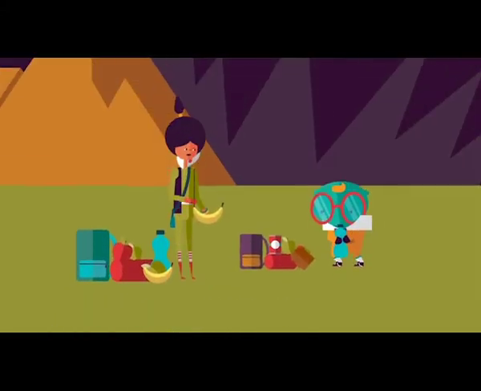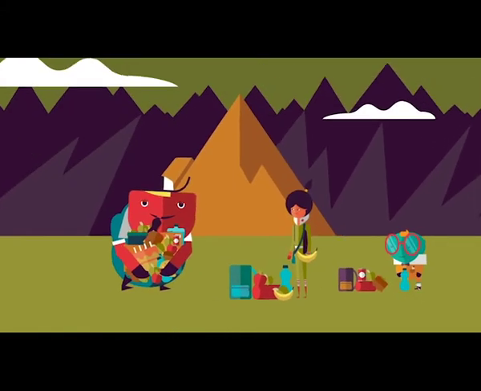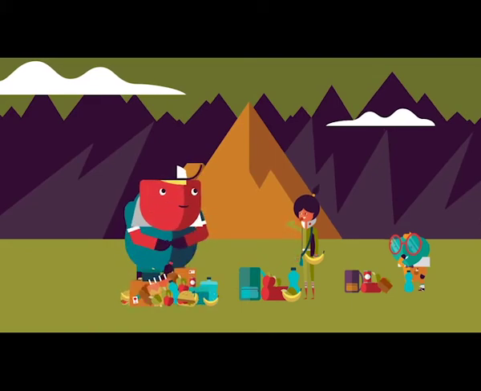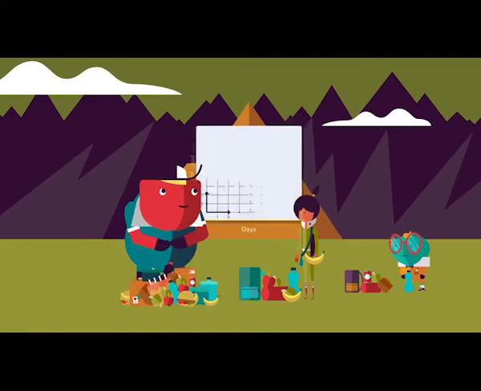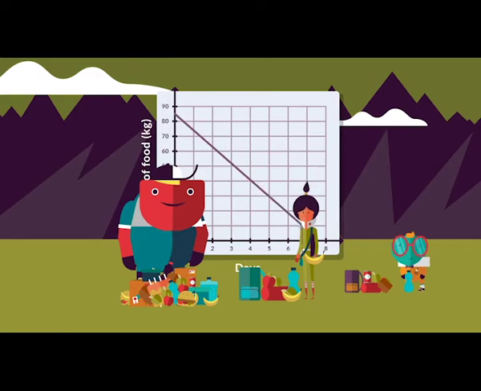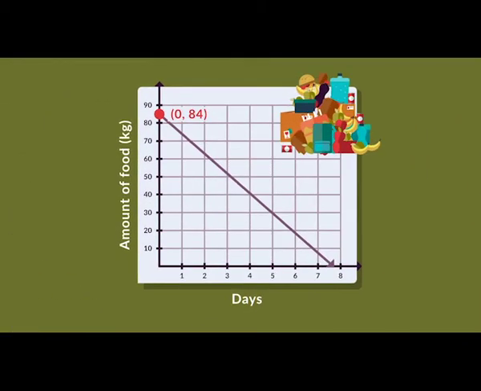The friends are getting themselves ready to go for a hike across the mountains. They'll start with an amount of food and eat some of it each day until it is finished. The graph shows how long their food will last if they eat a certain amount of it each day. It starts at 84, so there is 84 kilograms of food at the start, and has a negative slope showing the amount of food decreases over time.